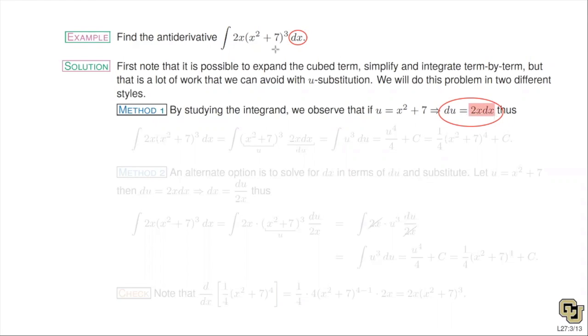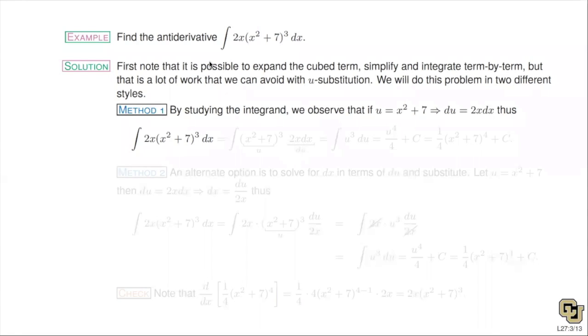And 2x dx matches. Look, I've got a 2x here and a dx here. So it looks like it's going to match. It looks like we're going to have a successful transformation. So what do I mean by a successful transformation? We have a successful transformation when we are able to completely replace all of the x variables and convert those into u variables, the letter u.